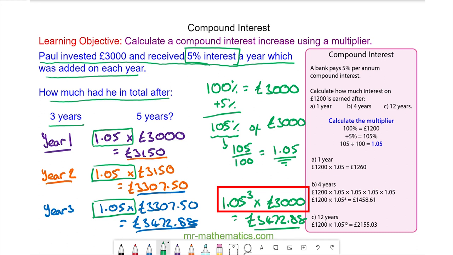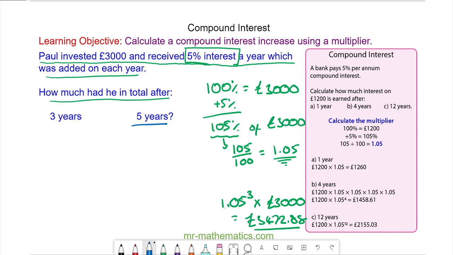Okay, let's try and work out how much for 5 years. For 5 years, we have the same percentage increase, so the same multiplier. But now it is raised to the power of 5, multiplied by the original £3,000. And this gives us £3,828.84.